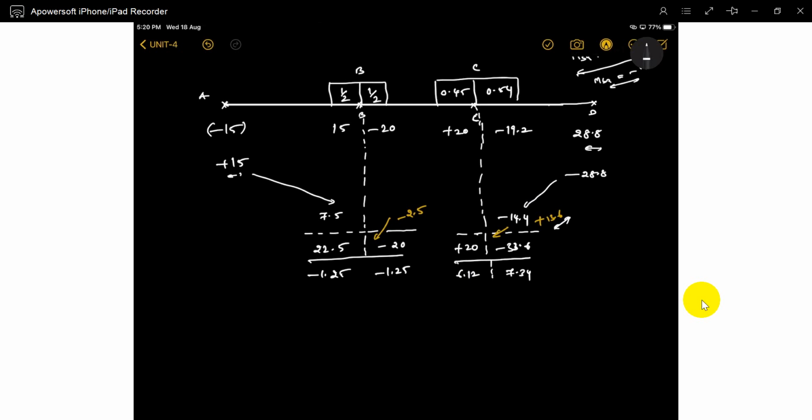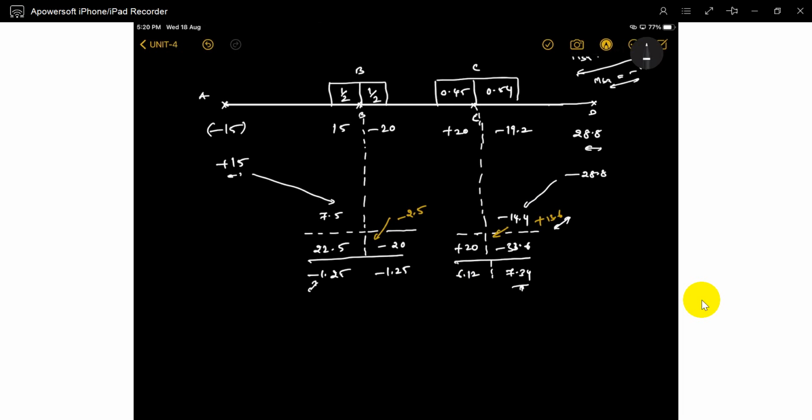Now just remember, A is a hinge, so if you apply 1.25 here there is no carryover factor. If you apply 7.34 here, D is a hinge and there is no carryover moment. That's it. But now if you calculate 22.5 minus 1.25, what is that value?